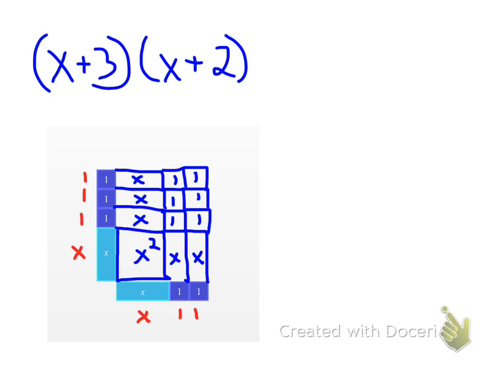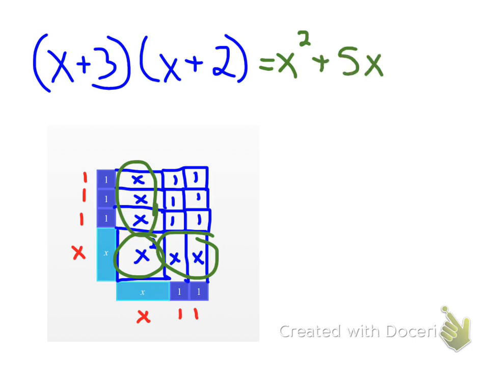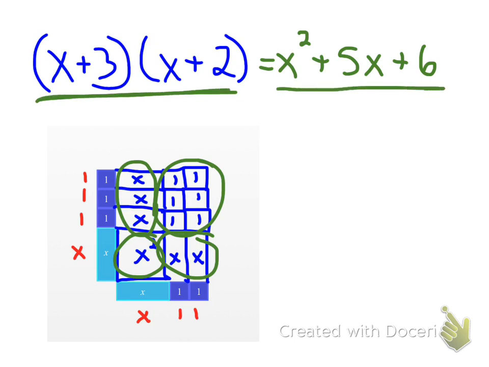So now when I add everything together, I have an x squared. I have 2 x's here and 3 x's here for a total of 5 x's. And I have 6 unit tiles for a total of plus 6. So the product of these binomials gives me the sum of x squared plus 5x plus 6.